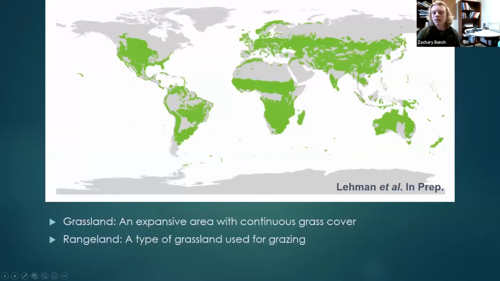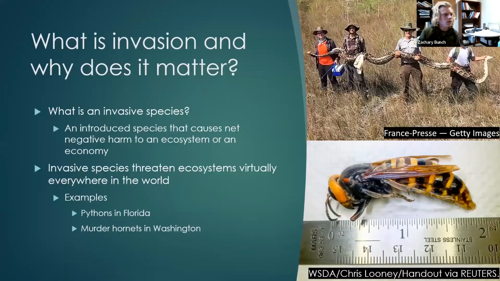So first of all, what is invasion and why does it matter? An invasive species is a species that is introduced to an area and causes net negative harm to an ecosystem or an economy. Some species, such as the European honeybee, are non-native but aren't necessarily considered invasive by the ecological community due to their agricultural and ecological benefits, as well as lack of significant disruption to native species. Our grass species for this experiment, Bromus arvensis, is considered to be an invasive species because it decreases forage quality and negatively impacts plant diversity on rangelands.